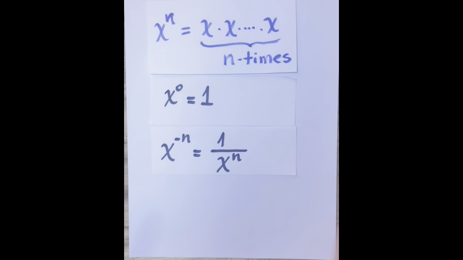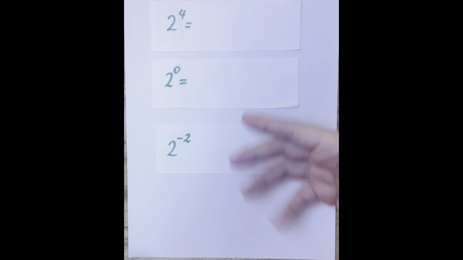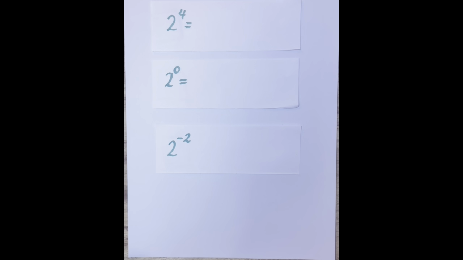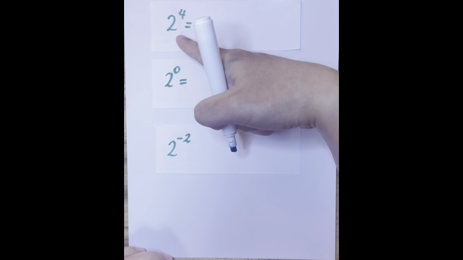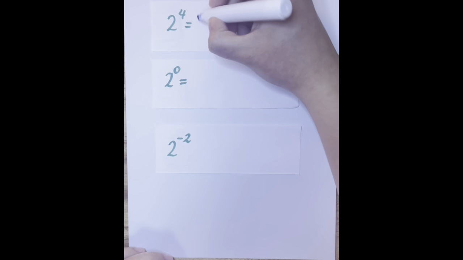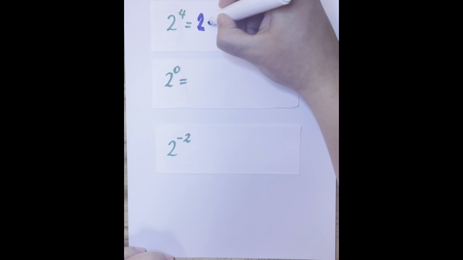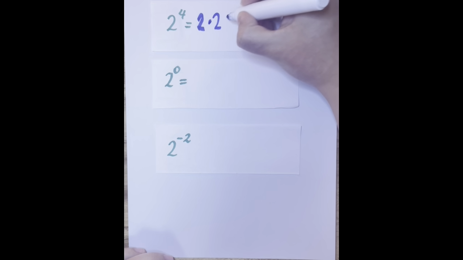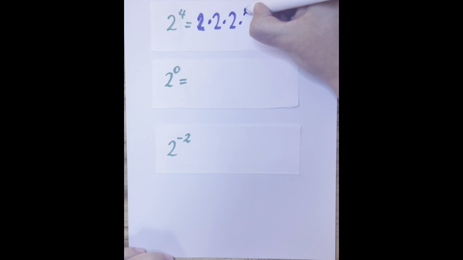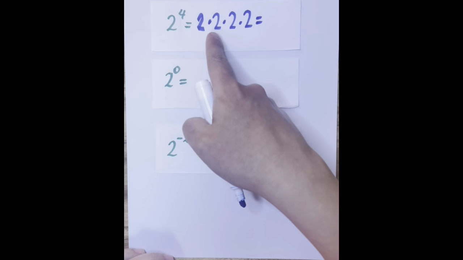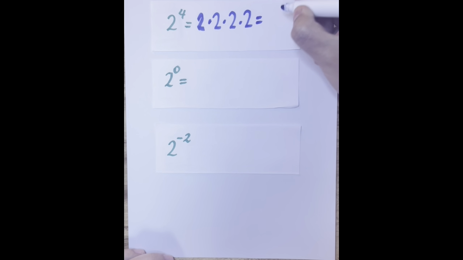So let's finish with a simple example. What is 2 to the 4, for instance? Well, 2 to the 4 will be 2 multiplied by itself 4 times. So it will be 2 times 2 times 2 times 2. So now this will be 2 times 2, which is 4, times 2, 8, times 2, 16.